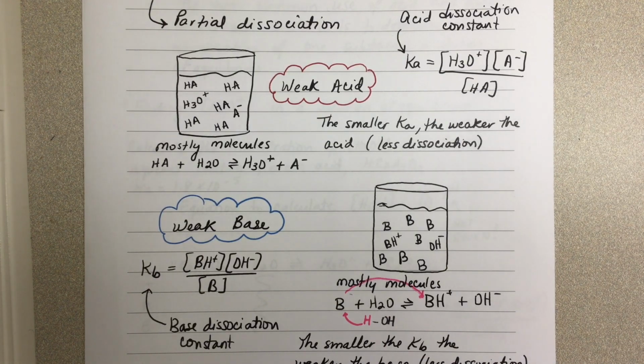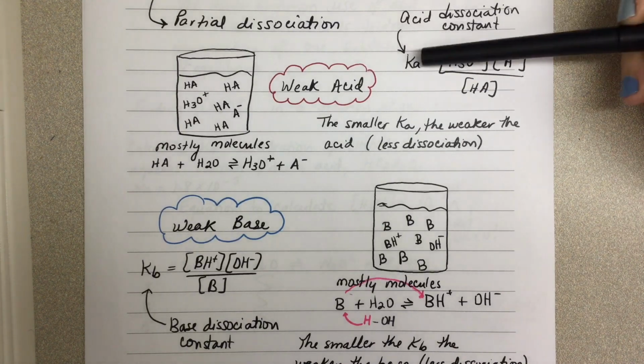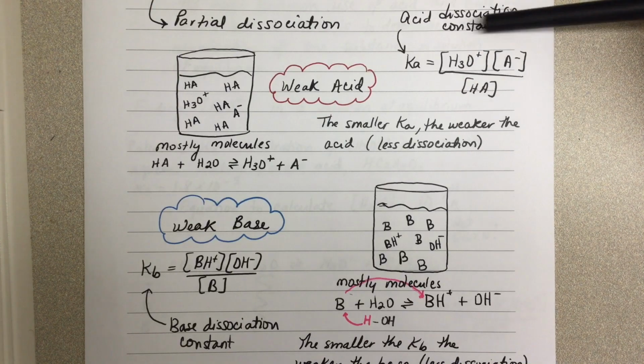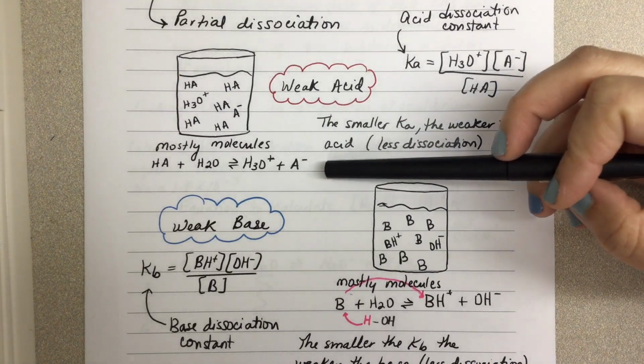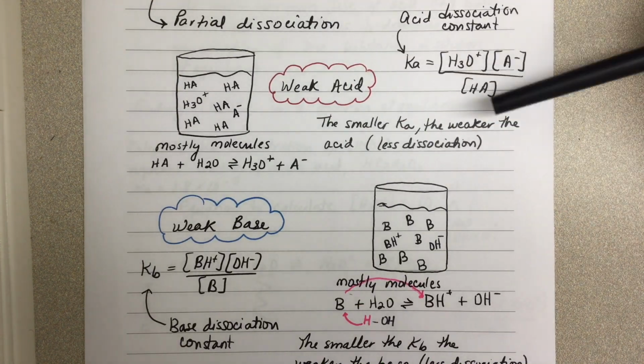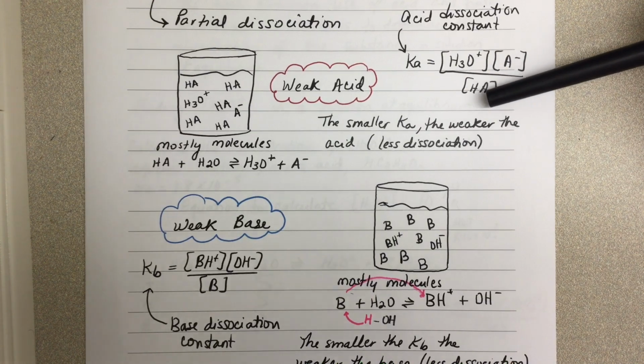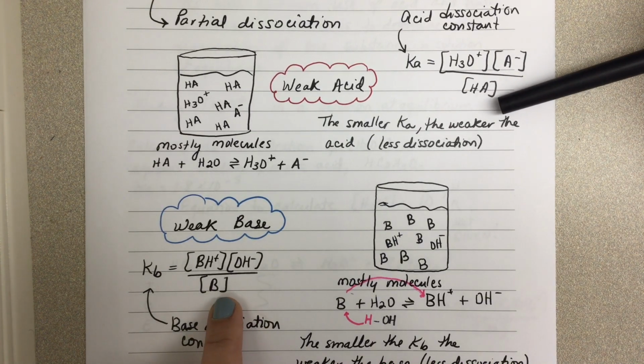The smaller the value of your equilibrium constant for a weak acid or a weak base, the weaker the acid or the weaker the base. On your equilibrium constant expression, you have the ions, which is what you have on the product side, on the top part. And then you have the molecule of the acid or the base on the bottom part of your equilibrium constant expression.